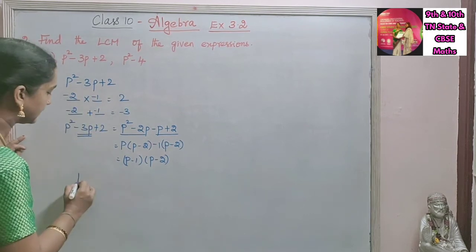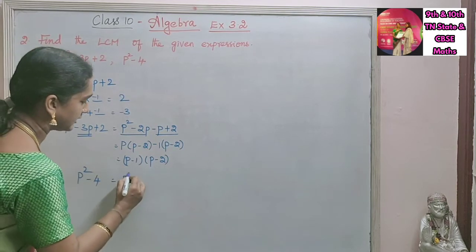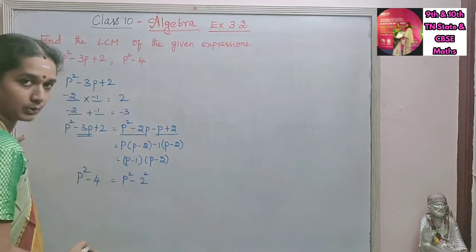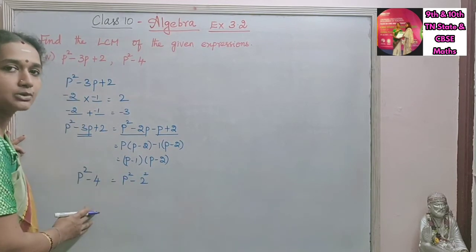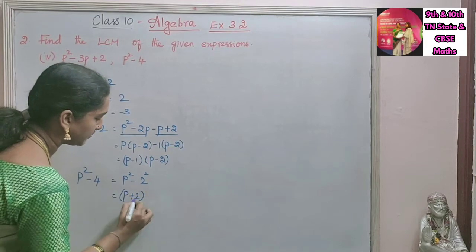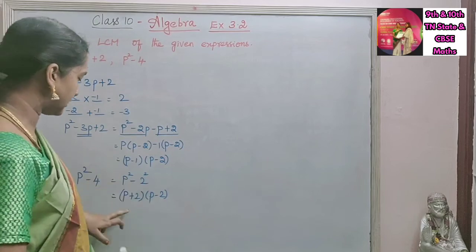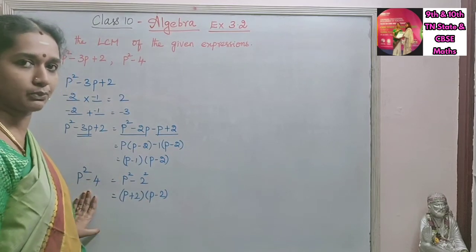Now the second expression, p squared minus 4. We can write this as p squared minus 2 squared, which is of the form a squared minus b squared. So we can write this as p plus 2 into p minus 2. These are the two factors for p squared minus 4.